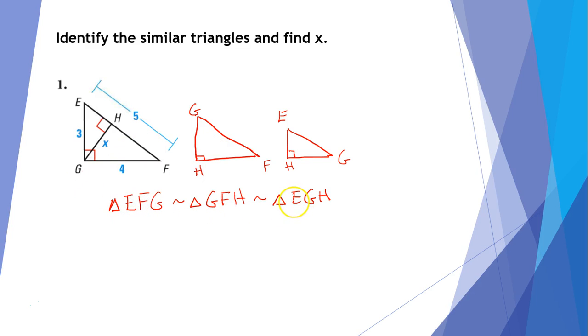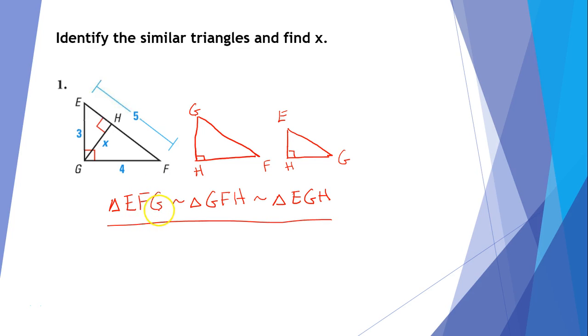This statement right here, you don't have to rearrange it saying triangle EFG is similar to GFH and GFH is similar to EGH. And then you don't have to name all the combinations. Just state the three similar triangles in a similarity statement like this.